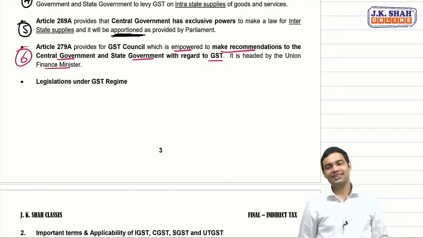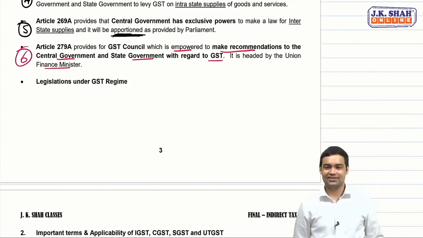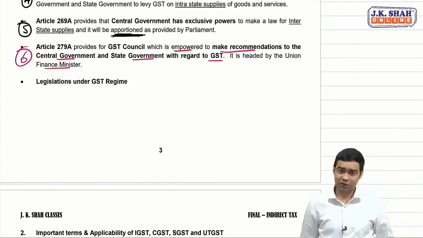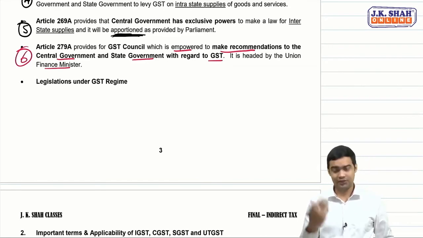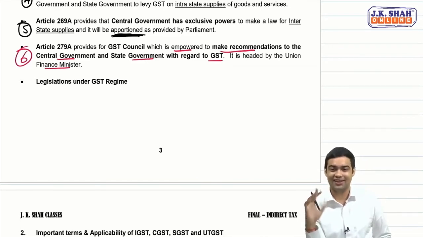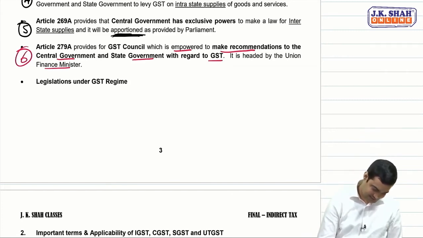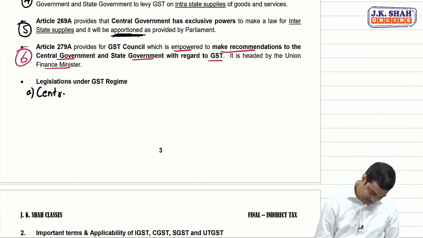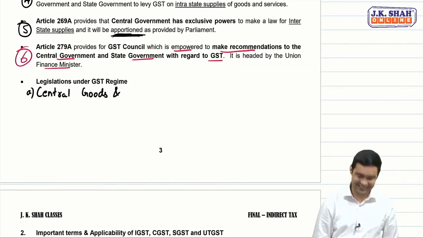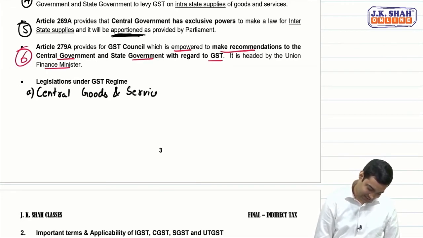Now, let's try to understand what are the legislatures under GST. When we talk about legislations, it's very important to know the laws which are applicable with regard to GST. Before we enter into the subject, these are the basic informations which we need to have. Now, when we talk about legislature, the first act is Central Goods. You can begin writing with me. Central Goods and Service Tax Act 2017.